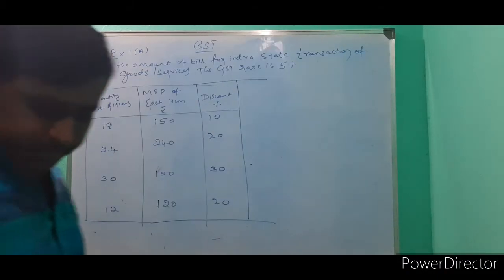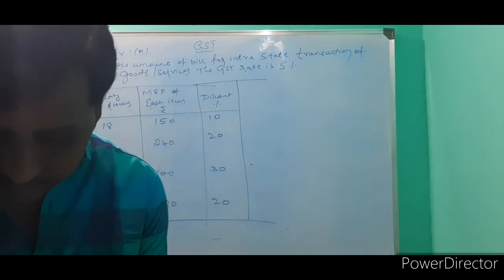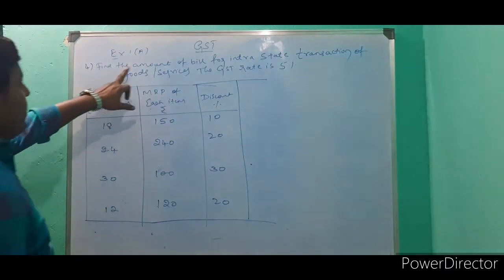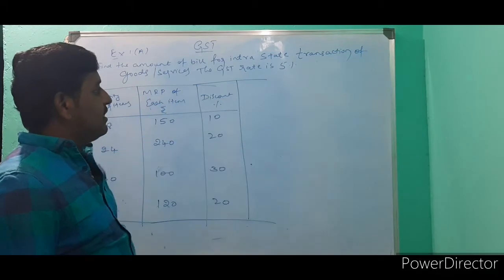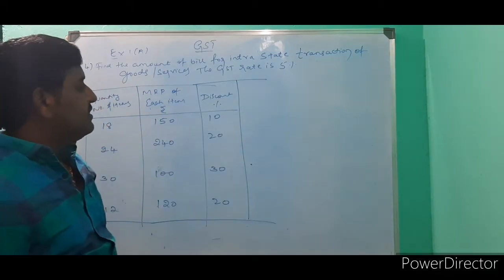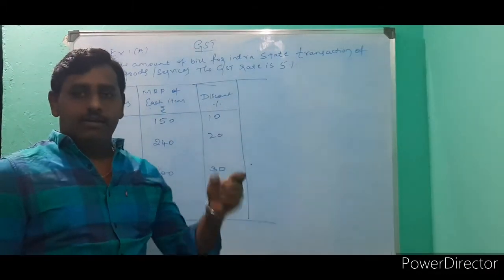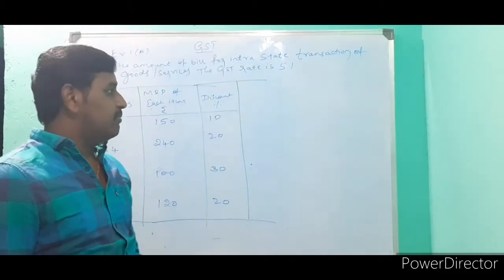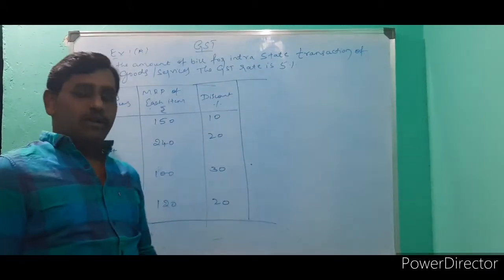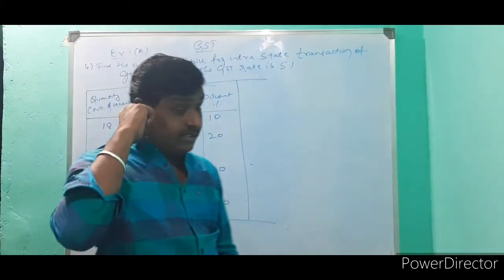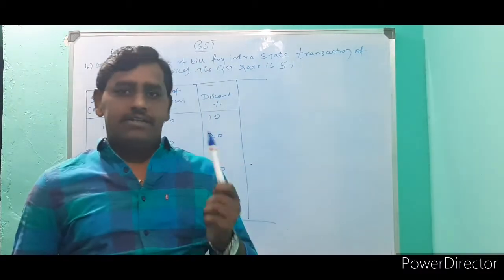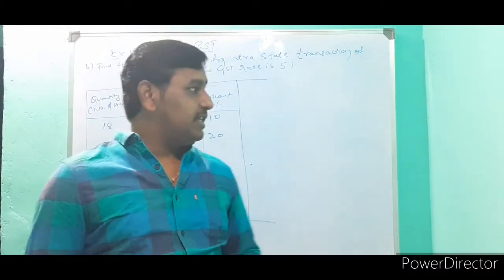Next problem. Find the amount of bill for interstate transaction of goods and service, GST is 5%. Here also I am taking one interstate problem. The last problem was also an interstate problem. Only in this case do we find CGST and SGST.